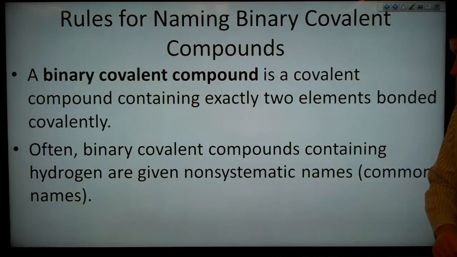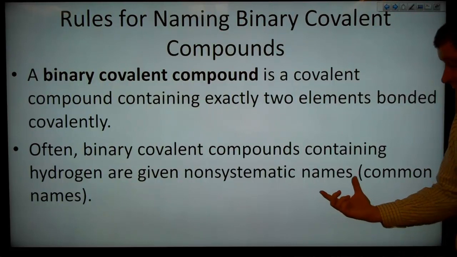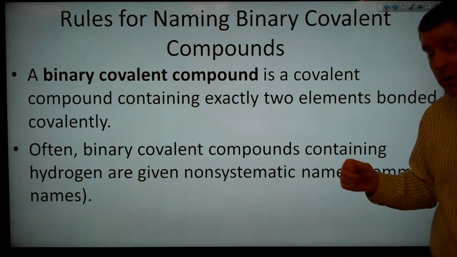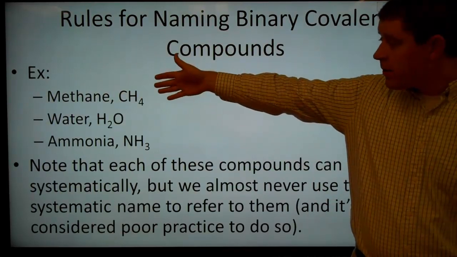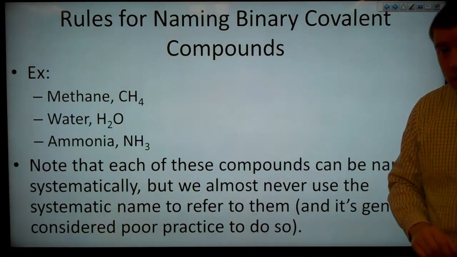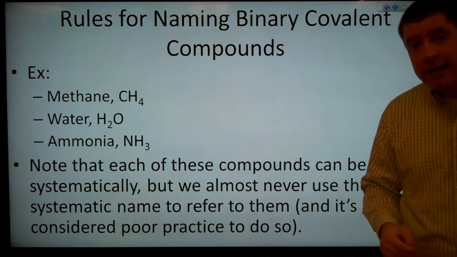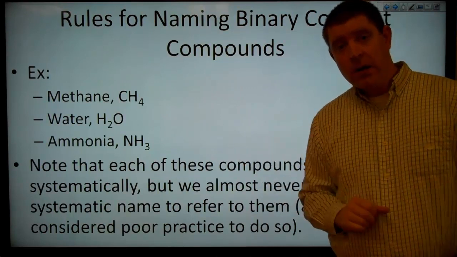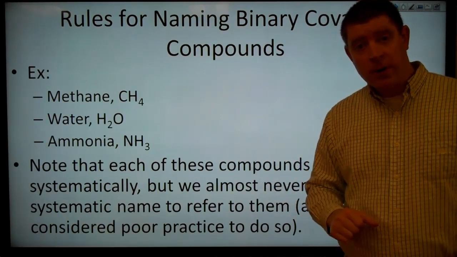Now, a binary covalent compound is a covalent compound containing exactly 2 elements bonded covalently, and often binary covalent compounds containing hydrogen are given non-systematic names, so these are common names like water and ammonia. So, methane is CH4, water is H2O, ammonia is NH3. And this is because these are very common compounds for us to be using, and that means that they were named before we really knew very much about chemistry.